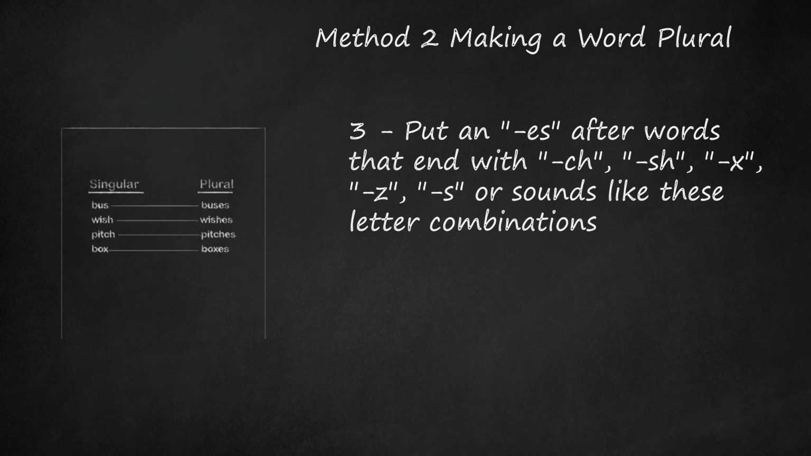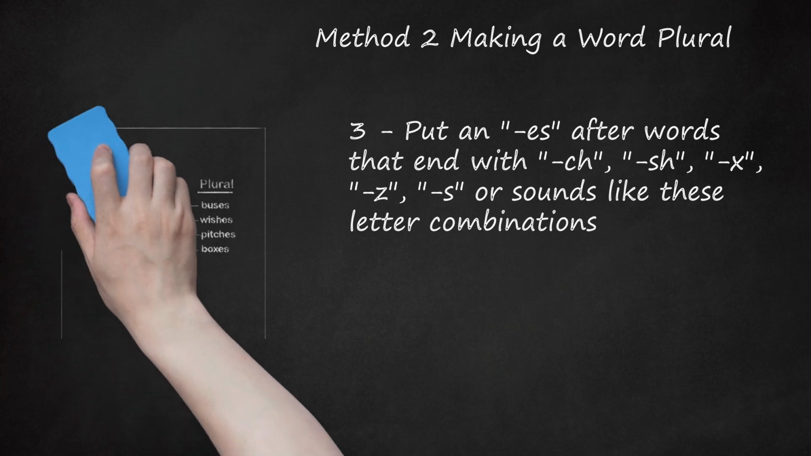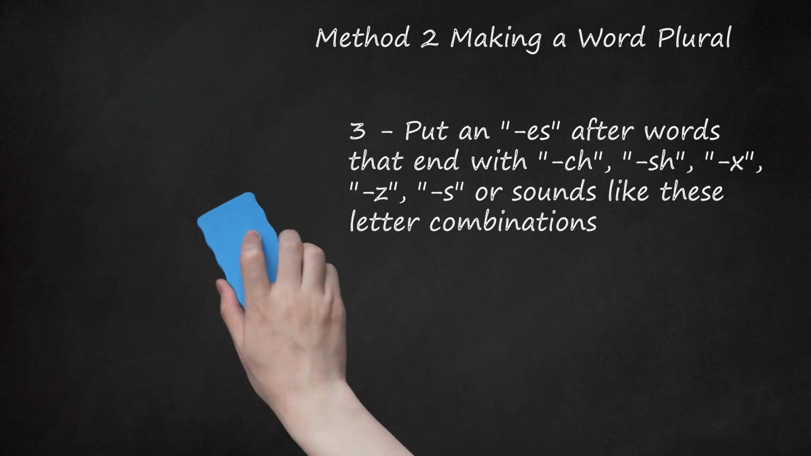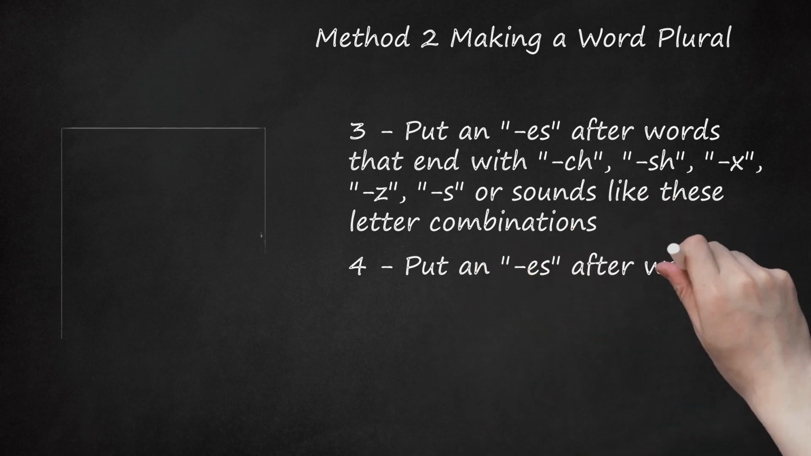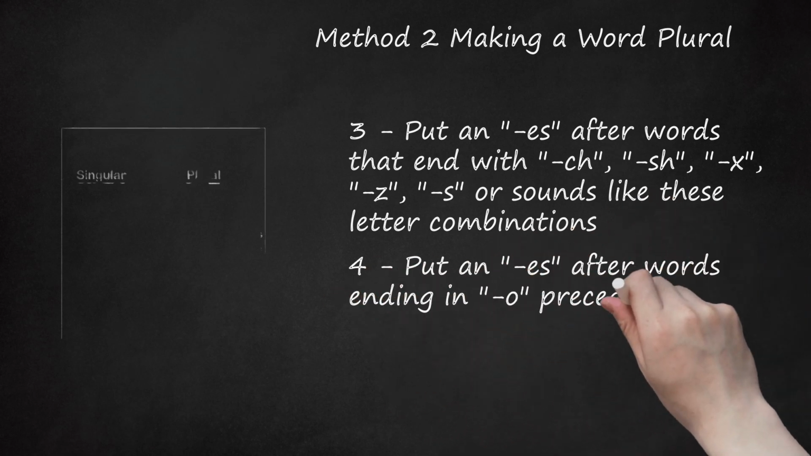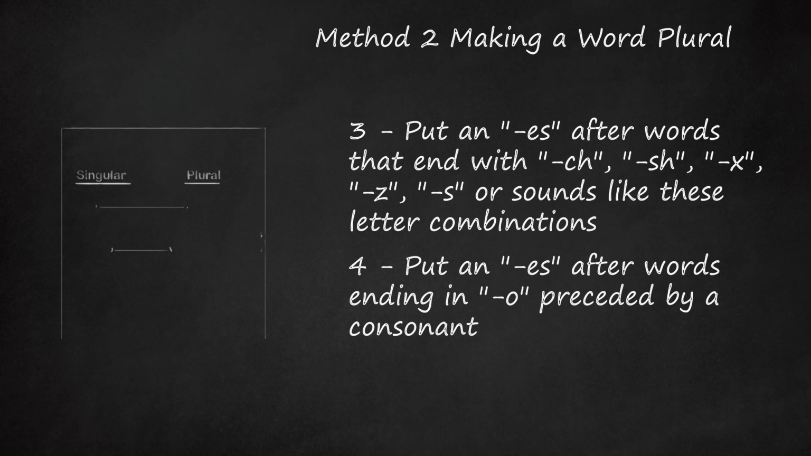Some plurals of words ending in s double the final s before adding the plural suffix. The plural form of bus may be written as either buses or busses, depending on whether bus refers to a vehicle, buses, or an electronic component, busses. 4. Put an es after words ending in o preceded by a consonant. The plural of tomato is tomatoes, and the plural of zero is zeros.